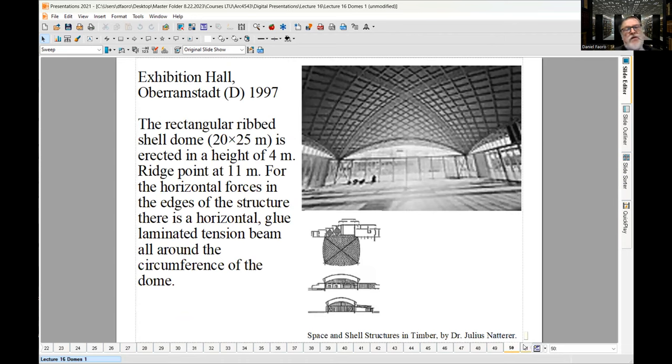This is an exhibition hall, Darmstadt, Germany, 1997. There's the large kind of groin vault condition again. You can see the big groin vault elements here, primary beams, they're probably glulam. And then the infill pieces, smaller timber sections.